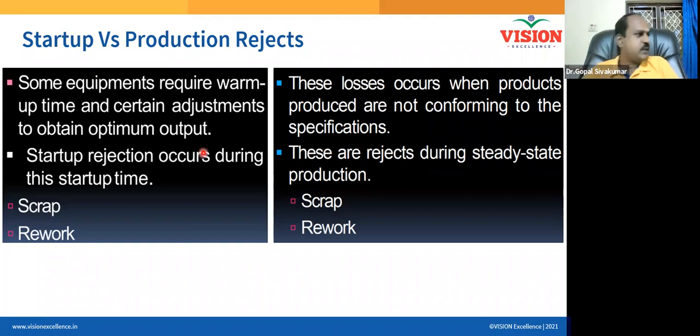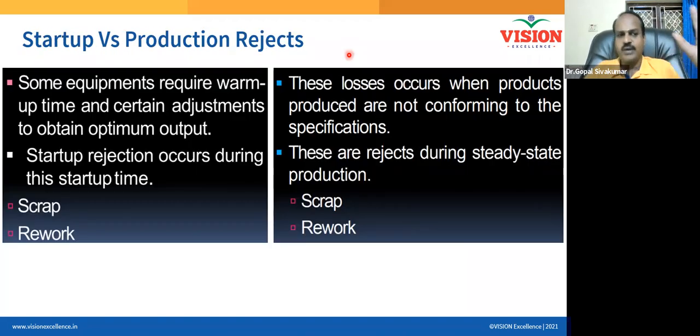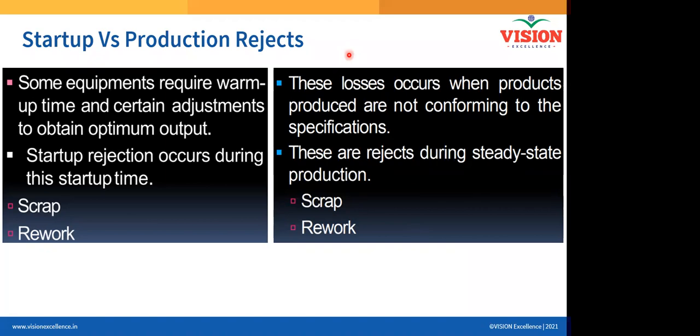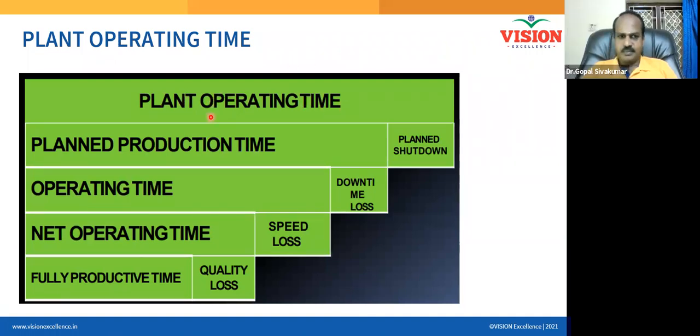Once you cross the startup period, that is called what? Steady state production. And in steady state production, the rejections are called production rejection. Hope it is clear. All of you understand? So far is good? Yes, sir. Then you all know plant operating time, right?